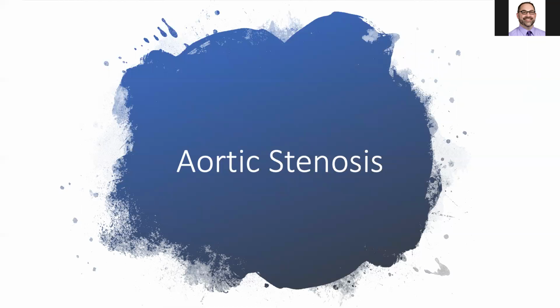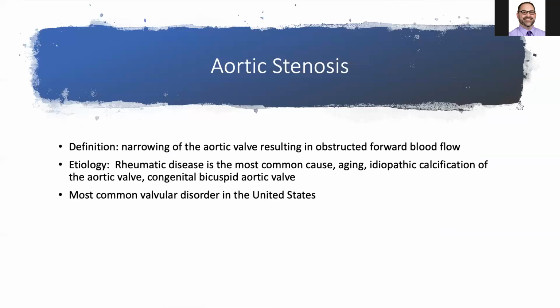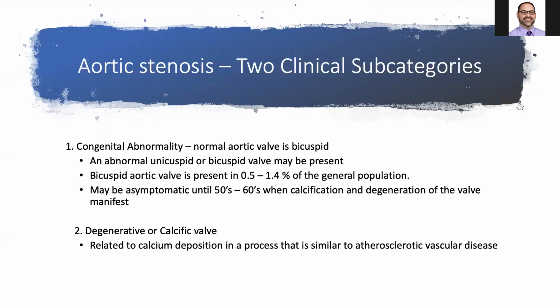Now, looking at aortic stenosis, this is a much more prevalent valvular disease, especially as we age. A lot of times patients will develop aortic stenosis. It's a narrowing of the aortic valve resulting in obstruction of forward blood flow. Etiology: rheumatic heart disease is the most common cause, aging, idiopathic calcification of the aortic valve, or a congenital bicuspid aortic valve. Most common valvular disease in the US.